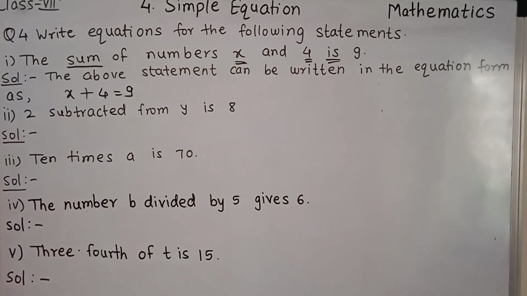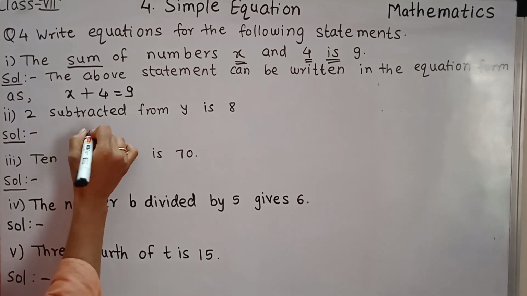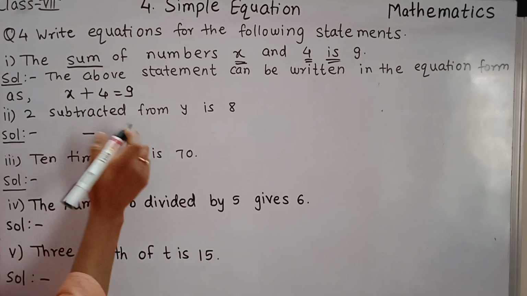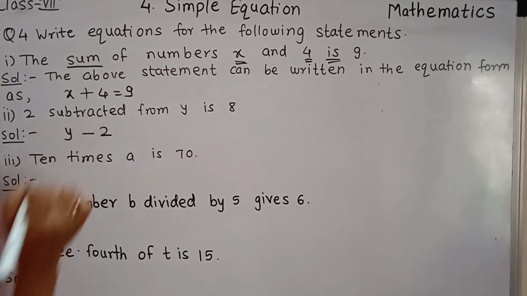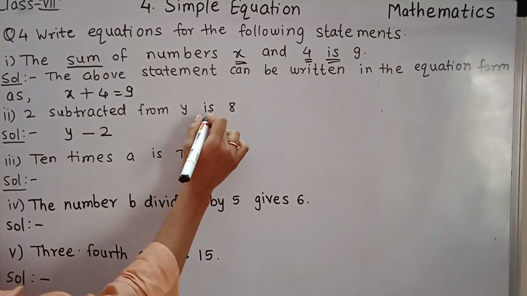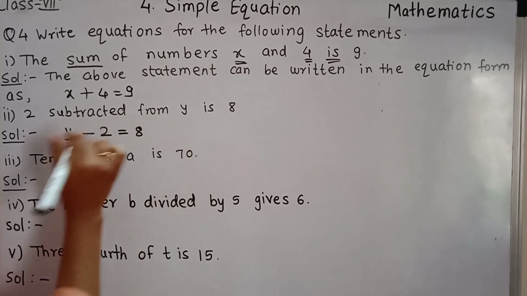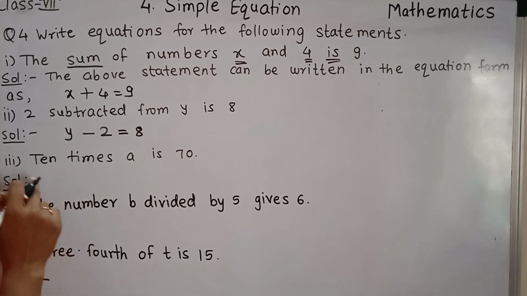Moving to the next question. 2 subtracted from y is 8. Here we have to do the subtraction. So 2 is subtracted from the y. So your equation will be y minus 2, and "is" means equal to, and it is 8. So the equation can be written as y minus 2 equal to 8.